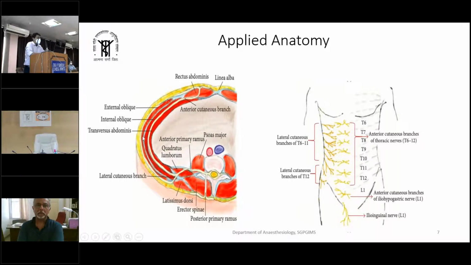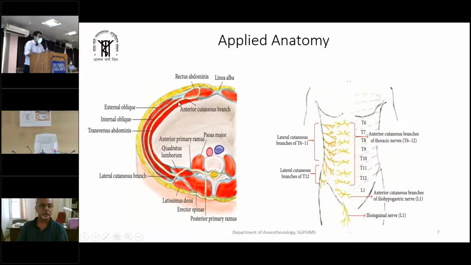Somewhere here near the flank, near its maximum curvature, it gives rise to lateral cutaneous branches. These lateral cutaneous branches supply the anterolateral and the posterolateral portion of the abdominal wall, both the muscles and the skin. That is what is commonly known as flank.